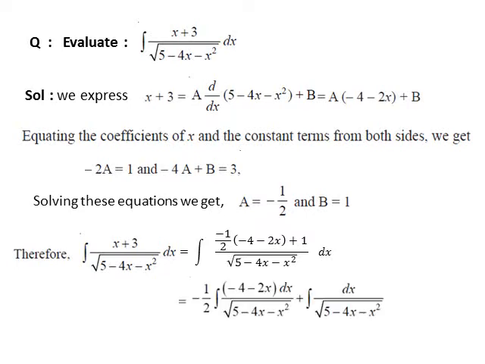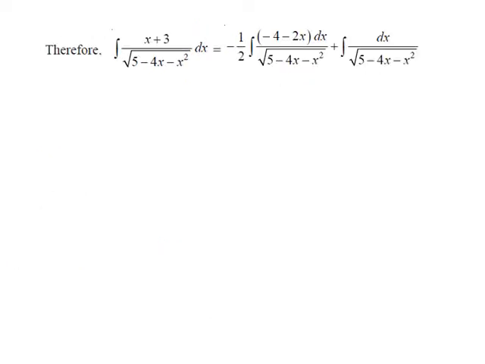In next step, express the integral as sum of two integrals, that is minus 1 by 2 multiply integral of minus 4 minus 2x upon square root of 5 minus 4x minus x square with respect to x plus integral of 1 upon square root of 5 minus 4x minus x square with respect to x. Now denote these integrals by I1 and I2 respectively. So we get integral of given function equals to minus 1 by 2 I1 plus I2, marked at number 1.